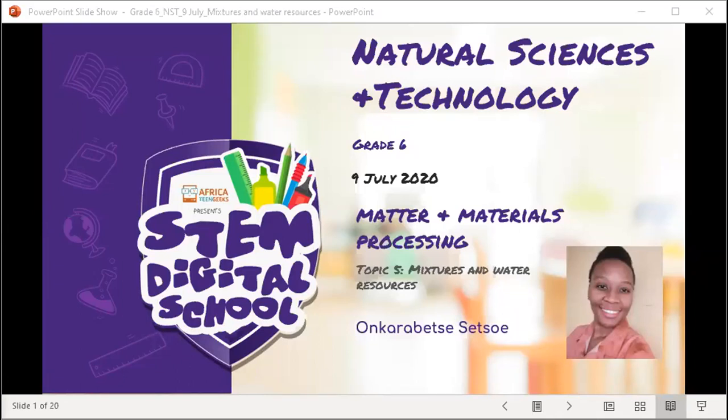So this week, just a quick recap. We've been looking at matter and materials processing, and so far we looked at dissolving. Now we're moving on to a new topic, which is also under matter and materials processing. You can follow in your textbooks. The topic is mixtures and water resources.